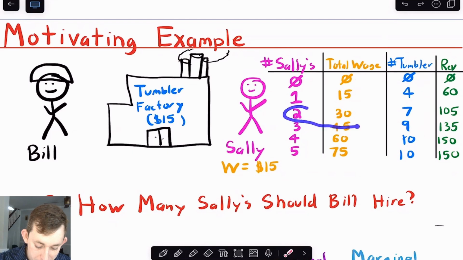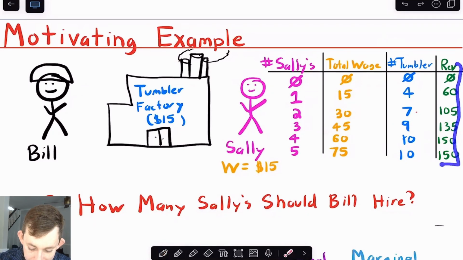For example, this row right here says that if Bill is employing 2 Sallys, he can make 7 tumblers total. And this column right here is total revenue that Bill gets from his tumblers, which is just taking the number of tumblers and multiplying it by $15 a tumbler. So this is 7 times 15, which is 105. If I made a mistake in my math somewhere, make sure to leave a comment below, but I think this is right. So again, we're trying to figure out how many Sallys Bill should hire.